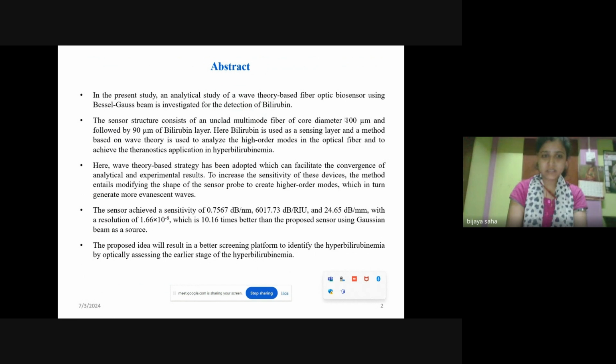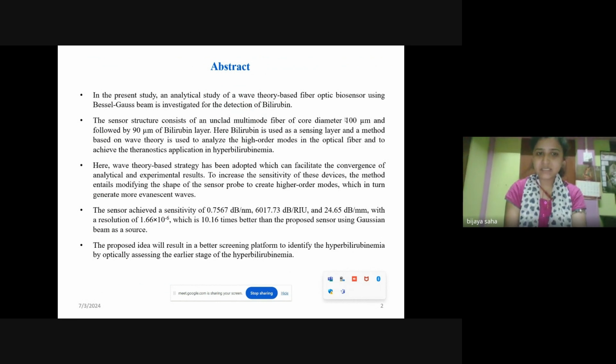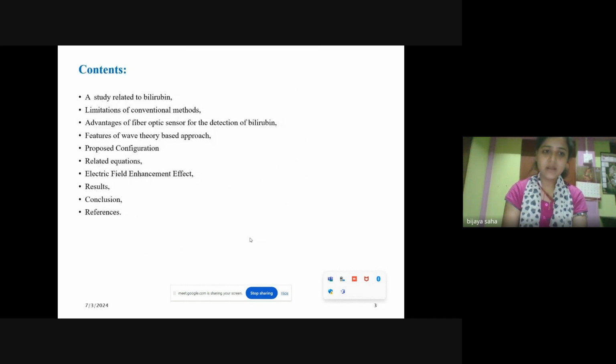At first, the abstract. In this present study, we present an analytical study of a wave theory-based fiber optic biosensor using a Bessel-Gauss beam for the detection of bilirubin. For that purpose, we have used a multimode fiber whose core diameter is 100 micrometer. After removing the cladding, we have used bilirubin as a sensing layer whose thickness is 90 micrometer. By using this approach, we obtain a sensitivity 10.16 times better than the proposed sensor where a Gaussian beam is used as a source. These are my contents.